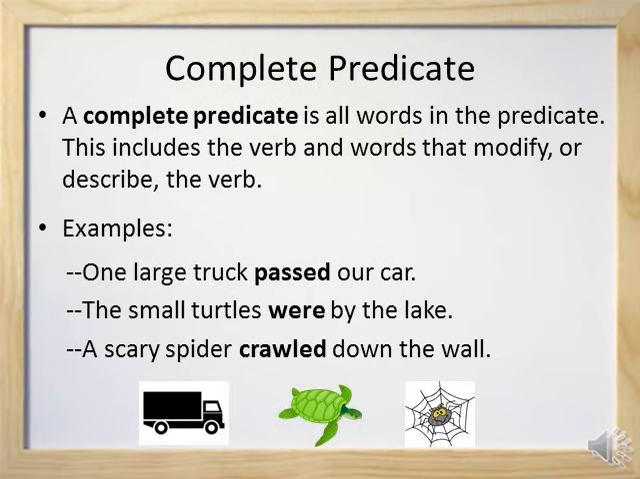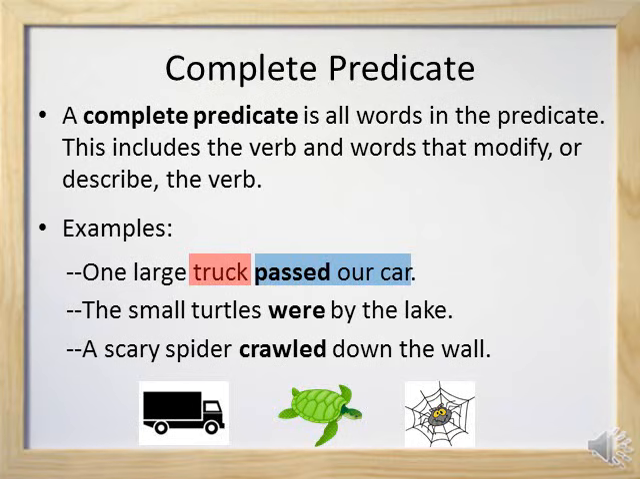One large truck passed our car. First, let's identify the subject. What one word tells us who or what this sentence is about? That word is truck. So truck is the simple subject. Now, to find the complete predicate, let's ask, what action did the truck do? It passed our car. Passed our car is the complete predicate.